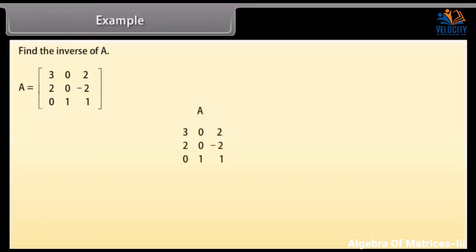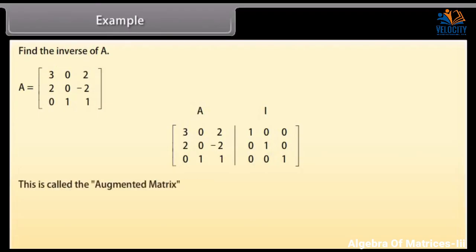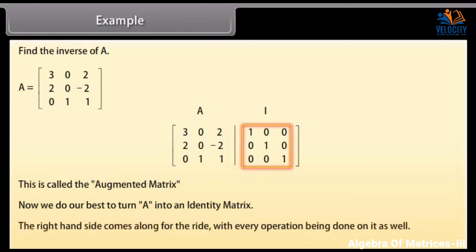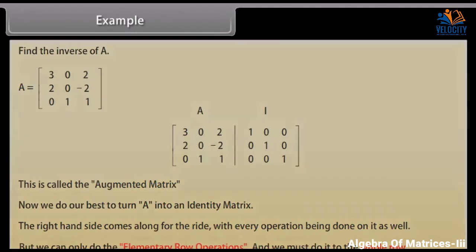We start with the matrix A and write it down with an identity matrix I next to it. This is called the augmented matrix. Now we do our best to turn A, the matrix on the left, into an identity matrix, and the right-hand side comes along, with every operation being done on it as well. But we can only do the elementary row operations, and we must do it to the whole row.